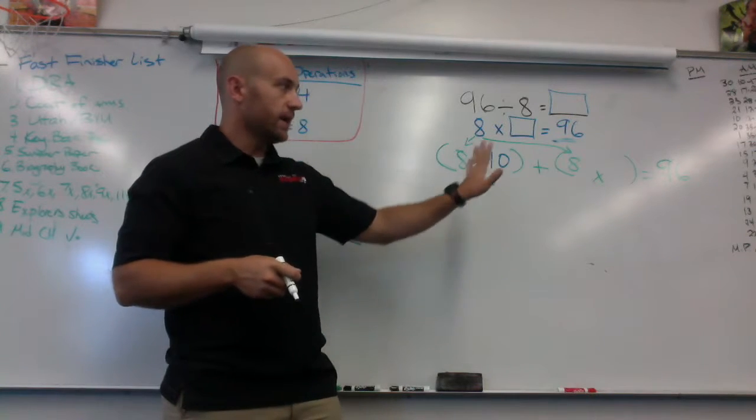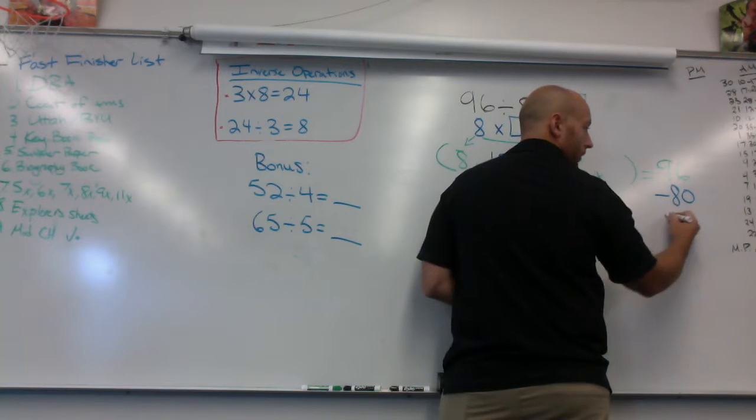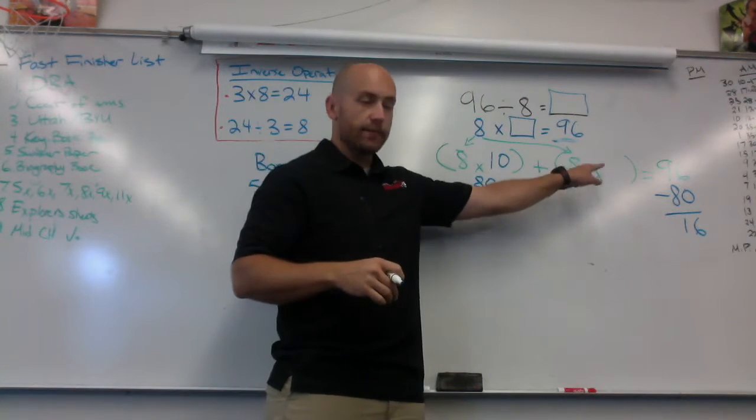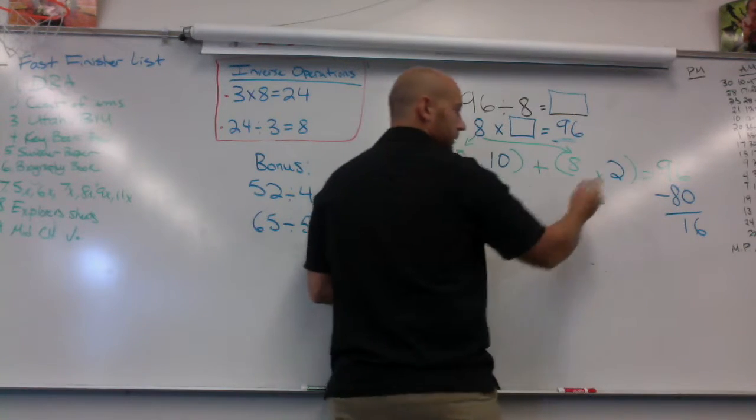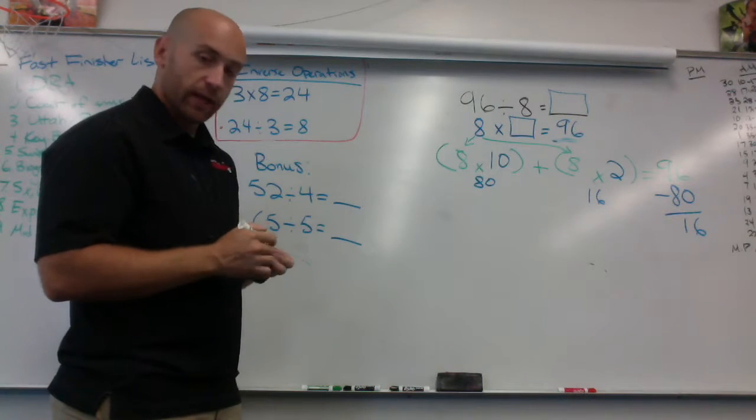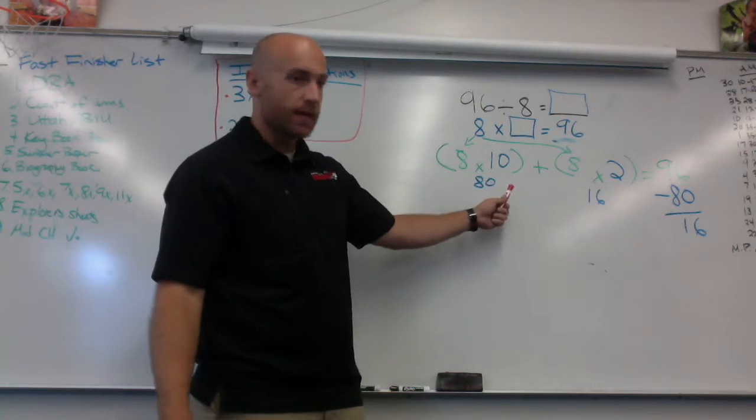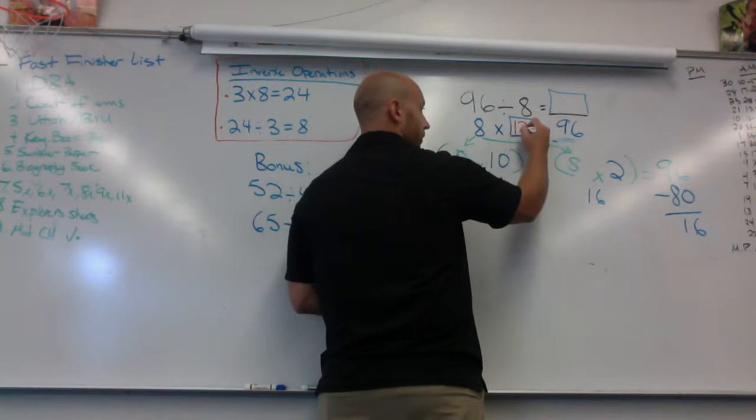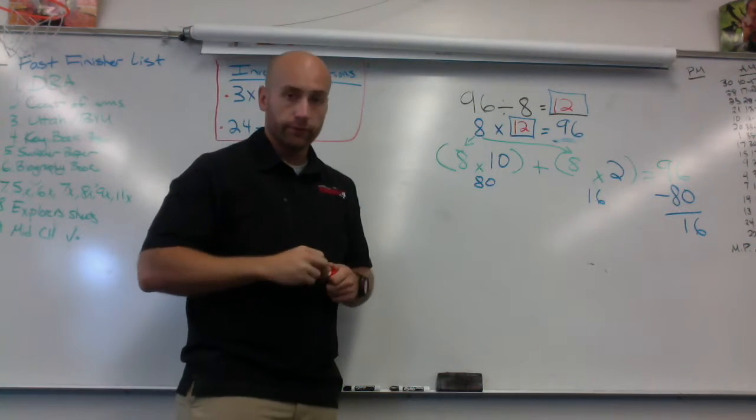So we have to think, 96 minus 80 is 16. So 8 times what is going to equal 16? That's 2. So now we've set up our distributive property. Now to find our answer, the last step, all we have to do is add the two numbers that we used, 10 plus 2, and that's 12. So your answer, 96 divided by 8, is 12.